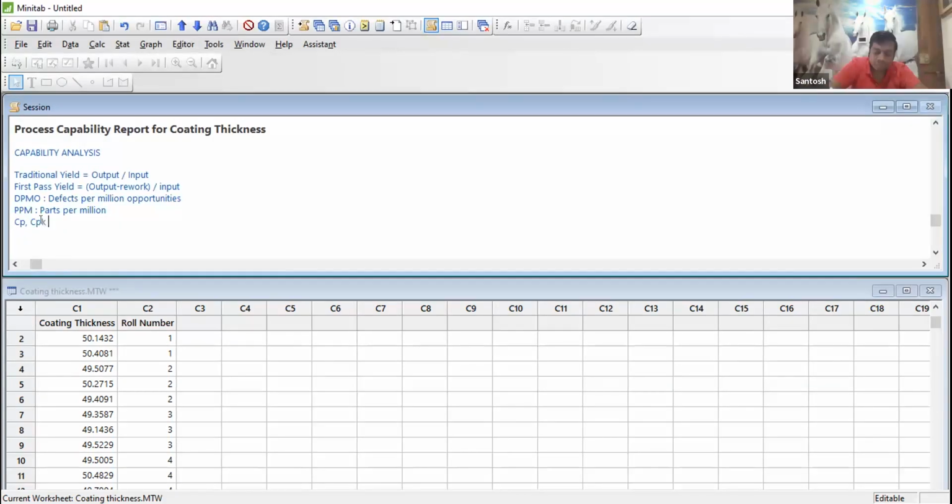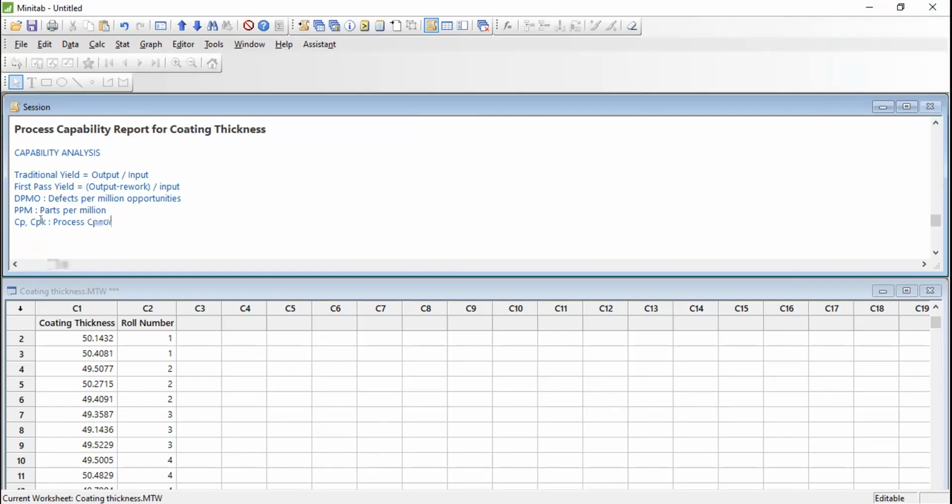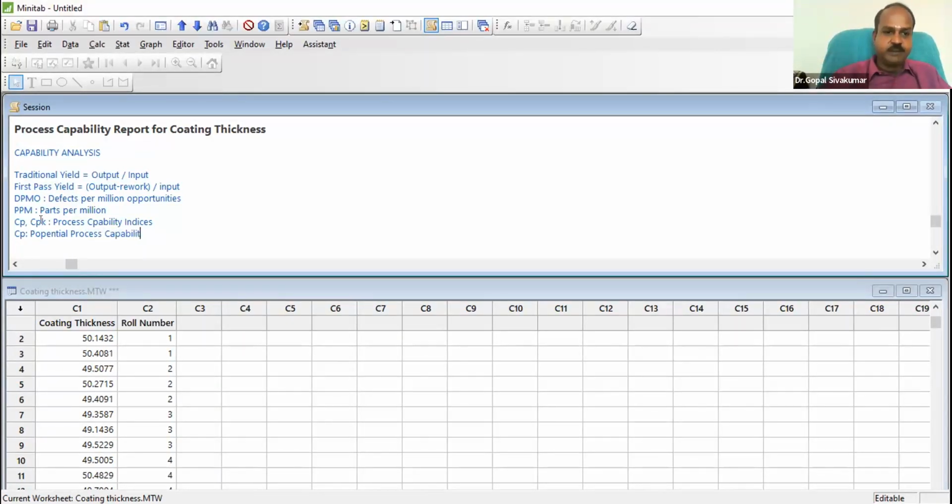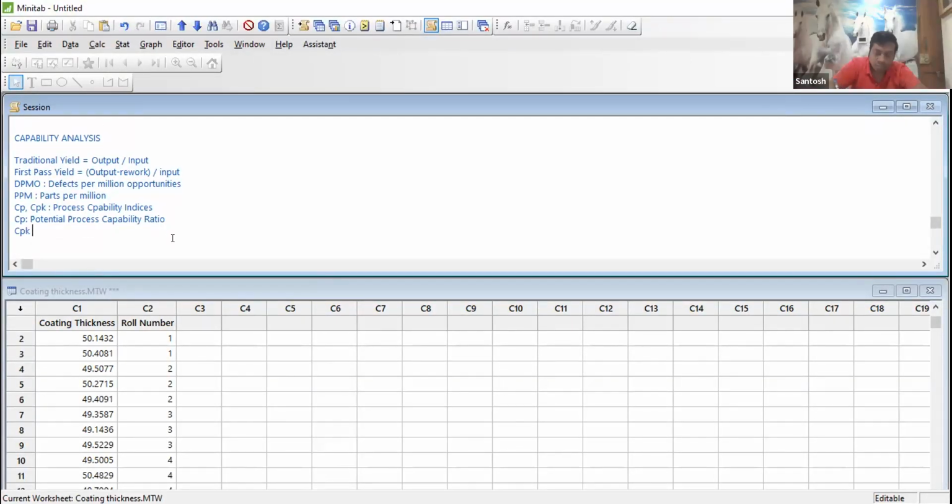And then we have CP and CPK. What are CP and CPK? Process capability indices. Out of this, CP is called the potential process capability ratio. It only gives the potential. Like the expert has told potential factor, it doesn't mean it is the root cause. But then you have to go to the next step. The next step is CPK. The CPK is the real process capability index.